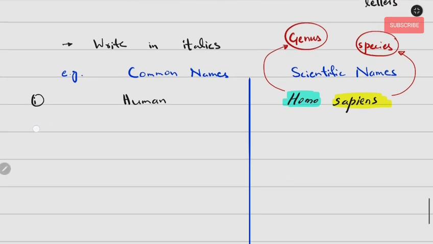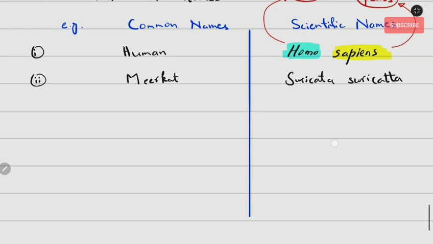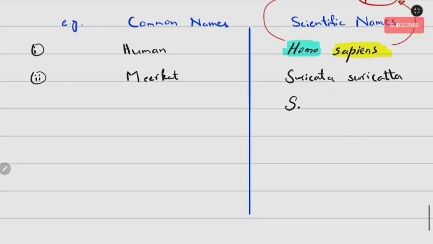Another example. Let's say meerkat. It's Suricata suricata. So it's the same name. Sometimes we make it a little bit short. If we have already mentioned the full name previously, you don't need to write the full name again and again. You can keep it short like this: the first letter of the genus in capital, put a dot, a little bit of space, and then the specific name. You can write it like that.